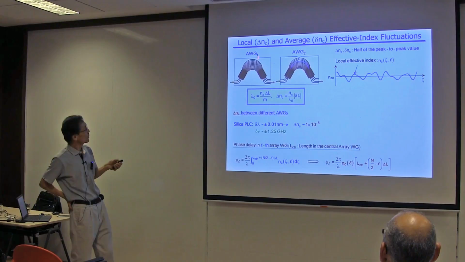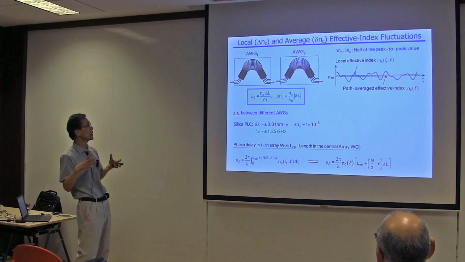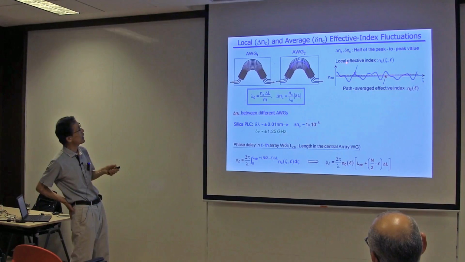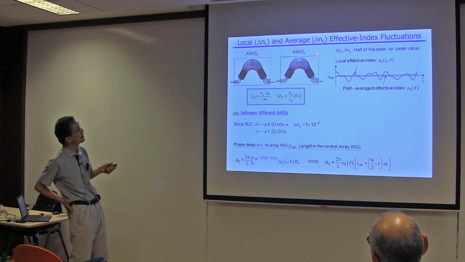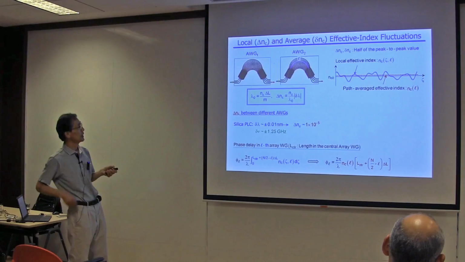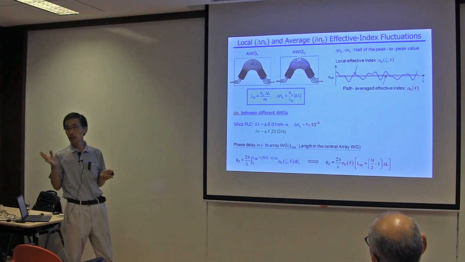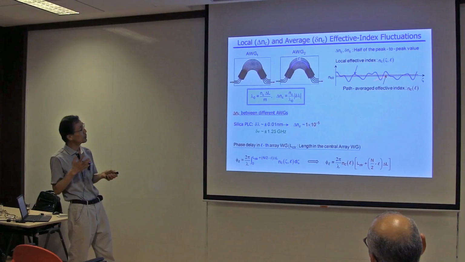Suppose we have several AWG chips in one wafer, typically 20 or 30 AWGs. And center wavelengths, for example, are different from chip to chip in one wafer or from wafer to wafer because of the local effective index fluctuation. This blue line, the peak value is 10 to the minus 5, I suppose. But the crosstalk is determined by the phase front fluctuation after passing through 100 array waveguides. So it's different from local effective index fluctuation.